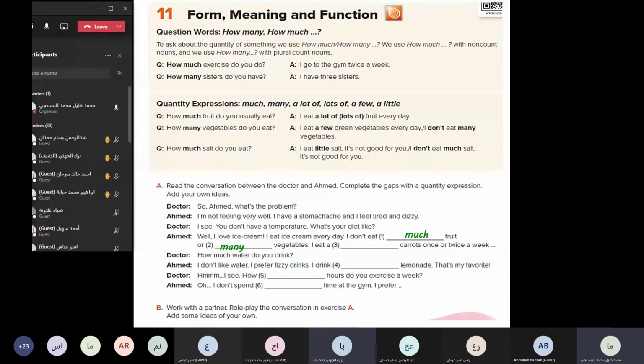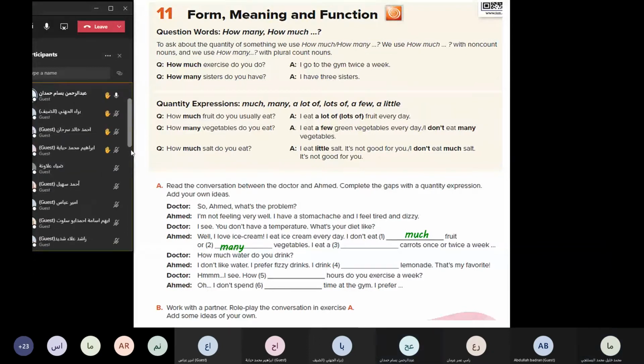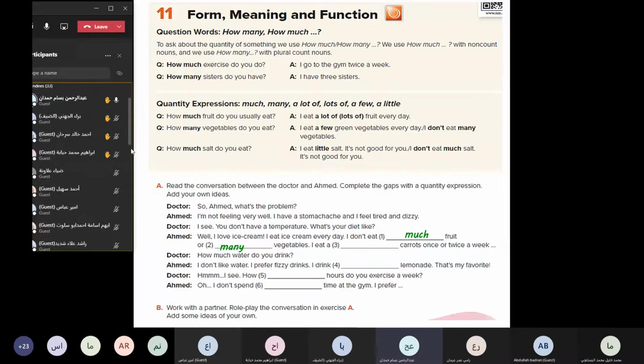Who wants to continue? Yes, teacher. Continue with number 3. Here. I eat a little salt. It's not good for you. I don't eat much salt. It's not good for you.